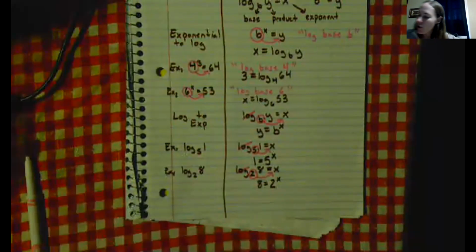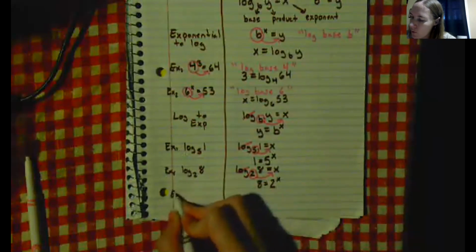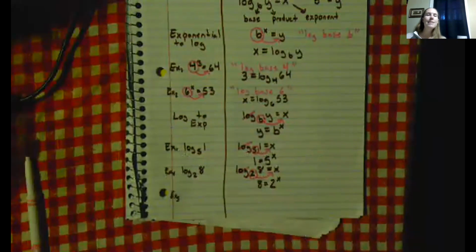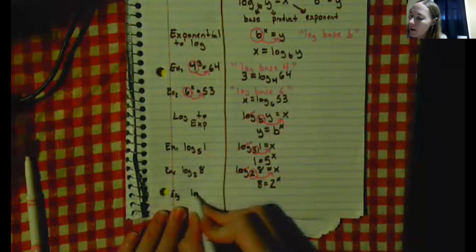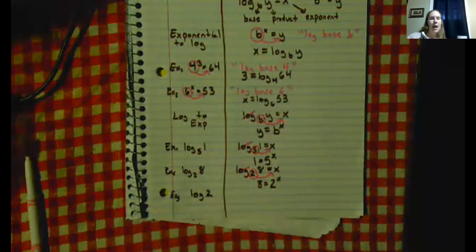Our last example, which I might run out of room for, we'll see. Say we just have log 2. This doesn't have a base. So you're probably like, but miss, what do I move to the other side? Do I just put an x?